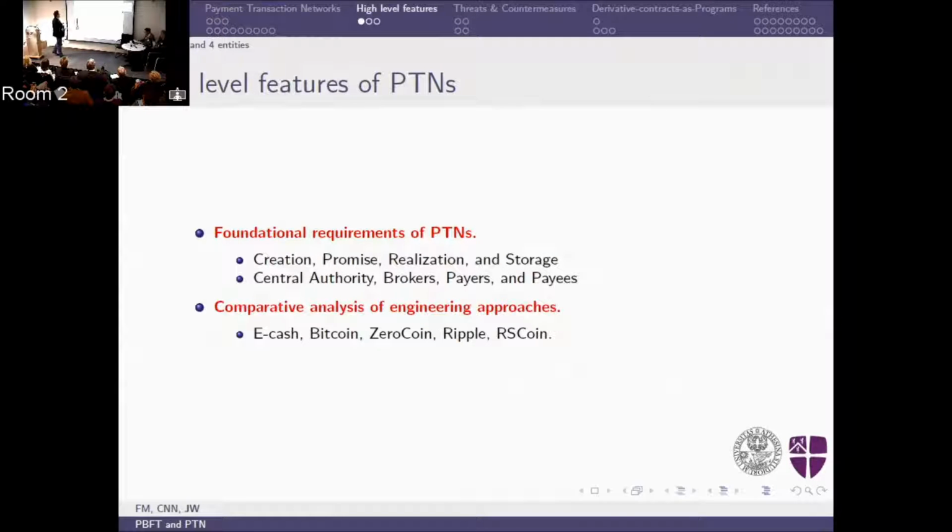High-level functions of payment transaction networks. Well, again, just because of time, I'm going to skip through this one relatively fast. But these are the major features we need to have if we're going to build these things. There needs to be some way of creating the money, which was talked about earlier, a promise, a realization, and storage. The storage is the nebulous one, because once we go to a fully blockchain-based or fully distributed ledger, storage becomes an issue because there's a cost to storage. So you're not going to have a cost of liquidity, you're going to have a cost of storage.